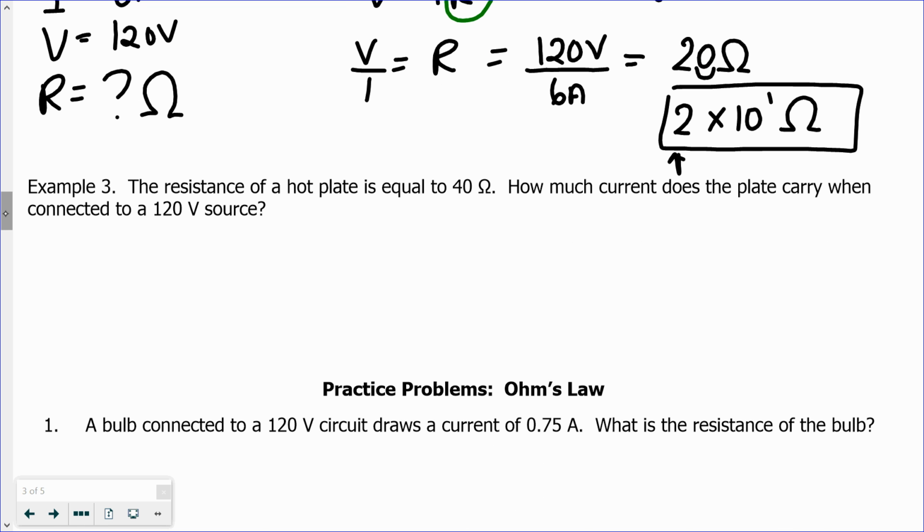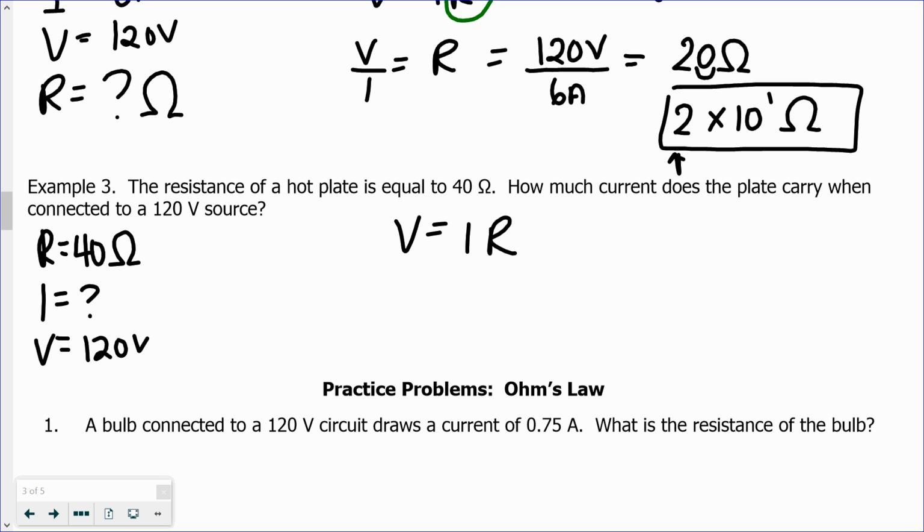Okay, so the resistance of a hot plate is equal to 40 ohms. I'll write that out. How much current does the plate carry when connected to a 120 volt source? So in this case, now we're searching for I. We're trying to rearrange the formula to solve for I. Right now I have I multiplied by R, so I need to divide both sides of the equation by R.